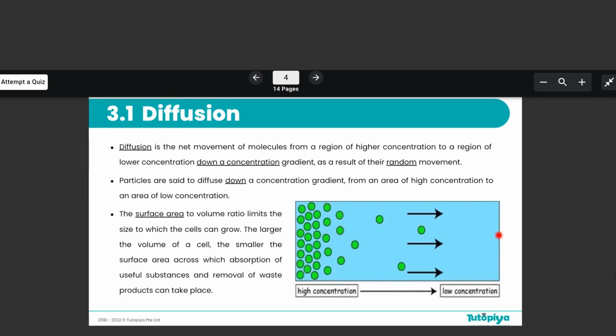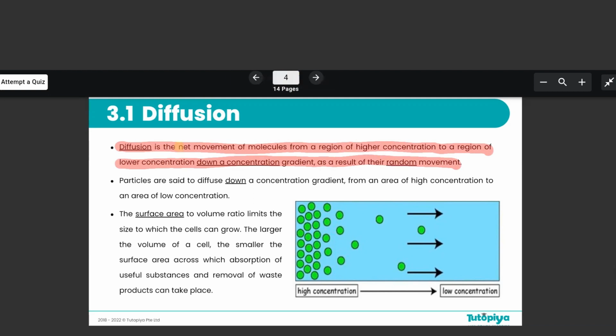So now let's go to the proper definition that you all have to learn for your exam. Diffusion is the net movement of molecules from a region of higher concentration to a region of lower concentration down a concentration gradient as a result of their random movement. Now, this is a very long and elaborate definition, so let's take it little by little.